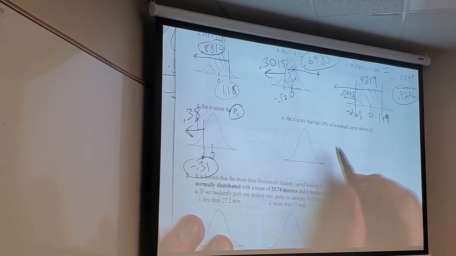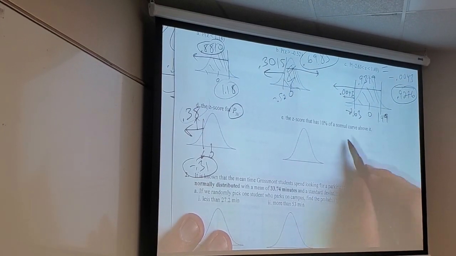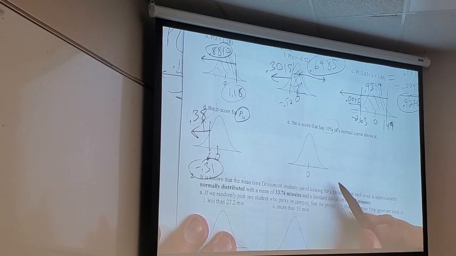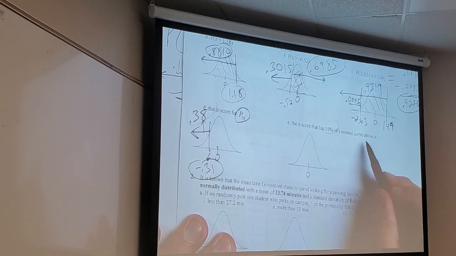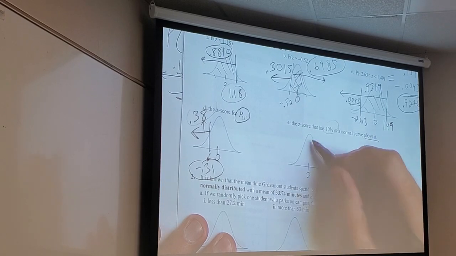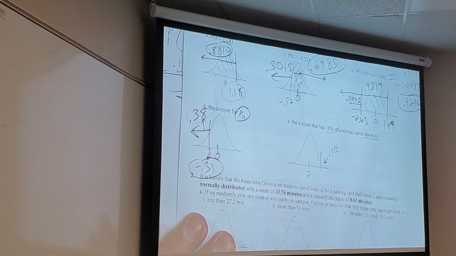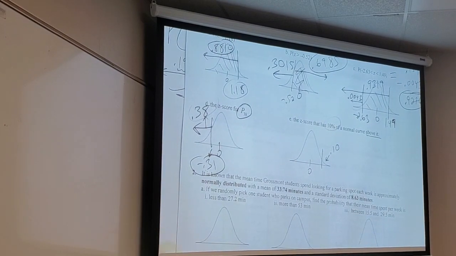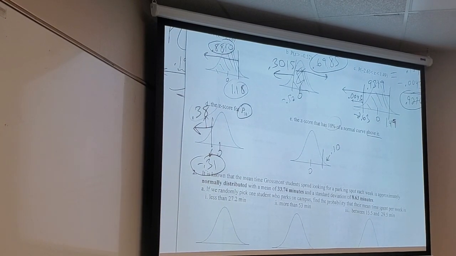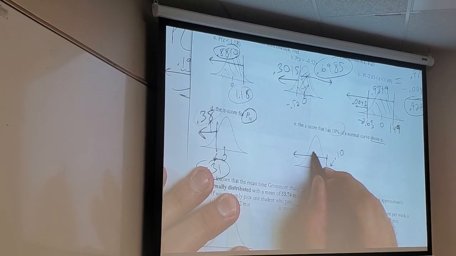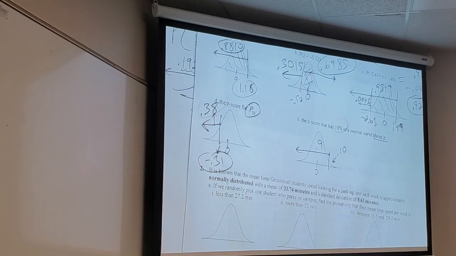What about this one here? Where is this on the picture? Yeah, 10% above it, so that's 50, so 10% should be way up here. And again, the chart only understands the areas that are below. So what area is below this? 0.9.